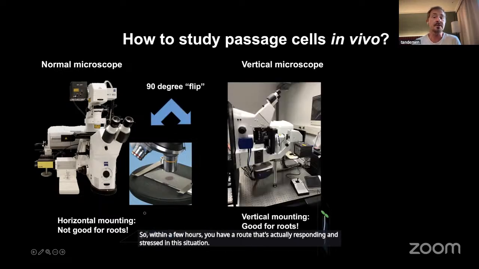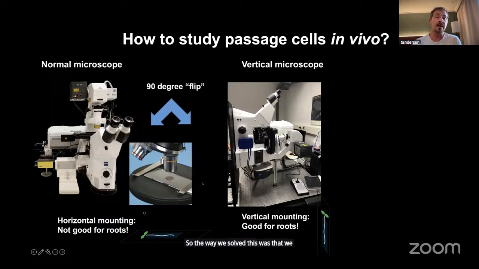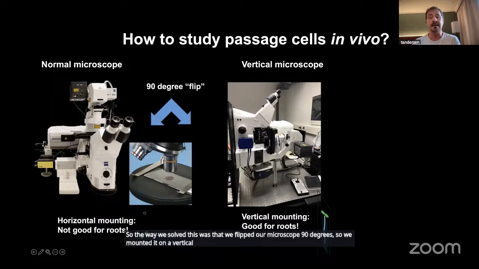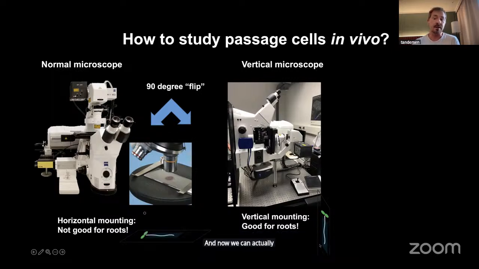So the way we solved this was that we flipped our microscope 90 degrees. So we mounted it on a vertical plate like this. And now we can actually allow the roots to grow downwards, and we can study them as they move along.